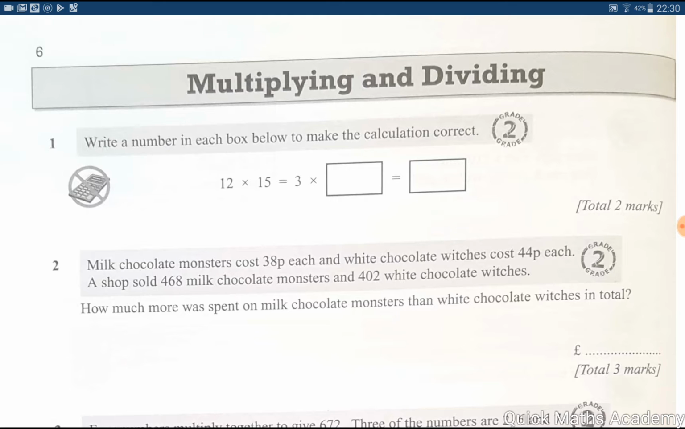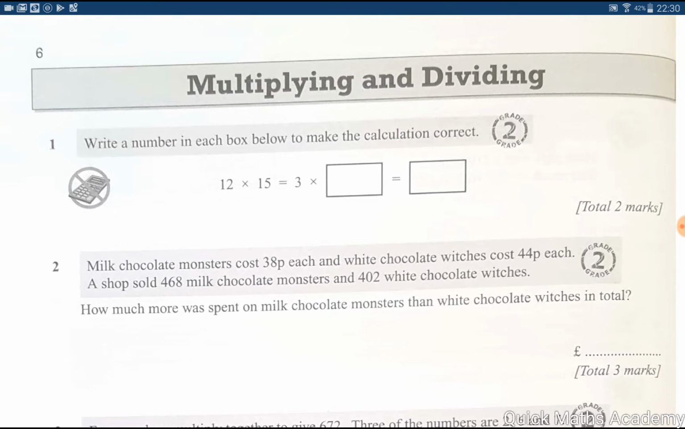Today we are going to review the subject of multiplying and dividing, taken from a GCSE revision book. So we are going to do this page of exercises on this subject, alright? So number one, write a number in each box below to make the calculation correct. 12 times 15 equals 3 times something.